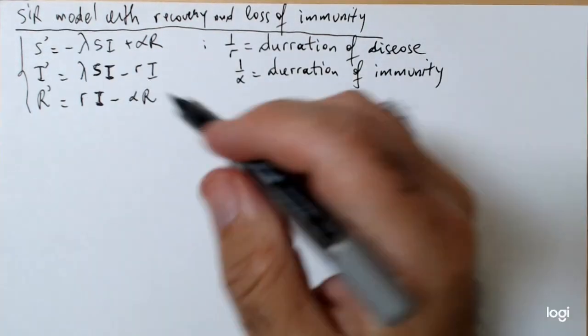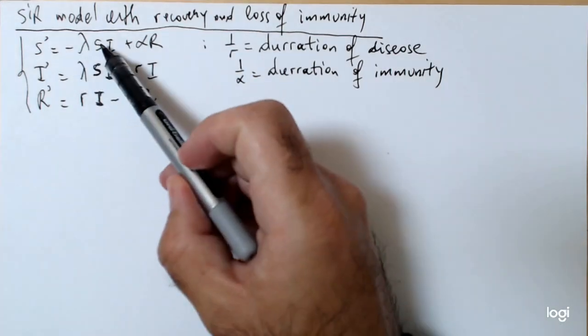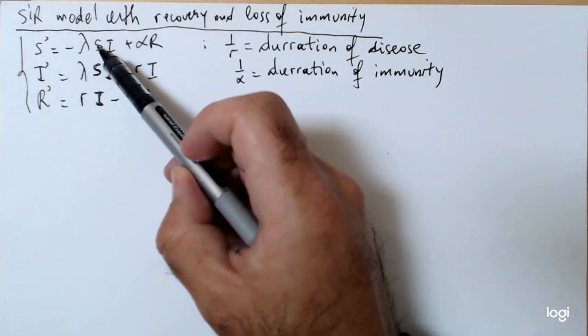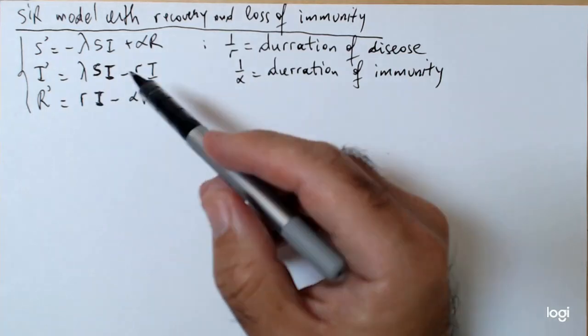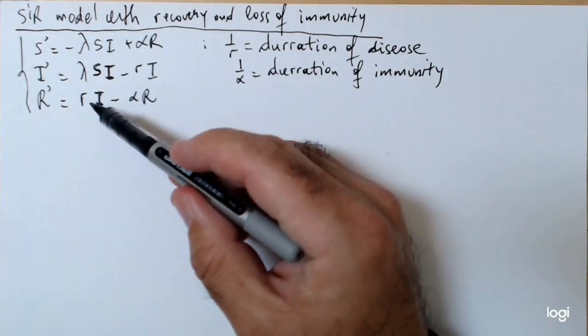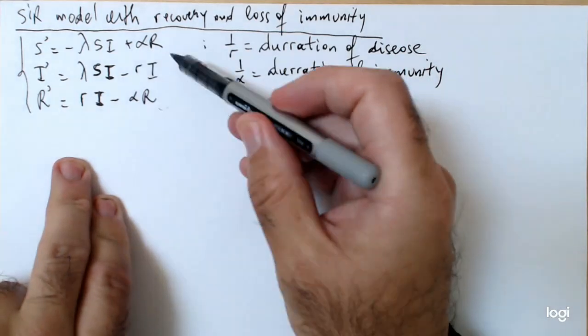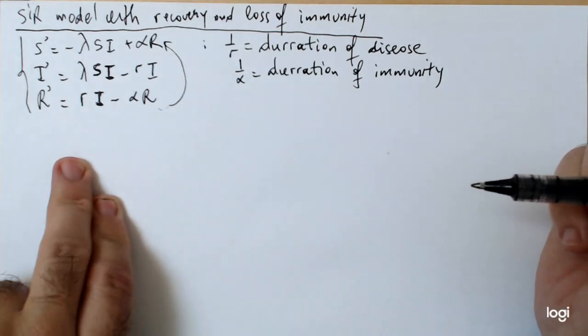We have susceptible, infected, and recovered. And we have a mass action law for the infection process from S to I. We have recovery that moves individuals from the infected class to the recovered class, but notice that we assume the recovery is not permanent, or the immunity is not permanent. And then there's a transition back from the recovered class to the susceptible class again.